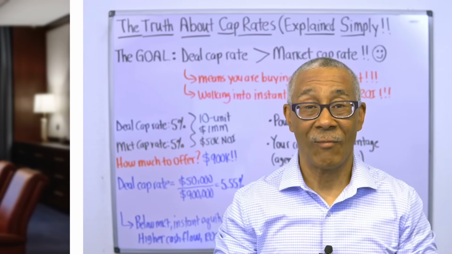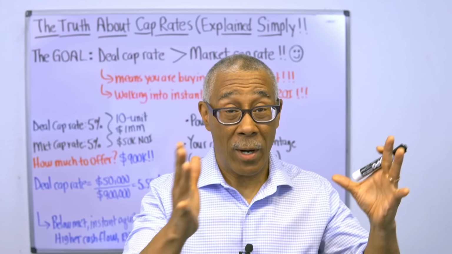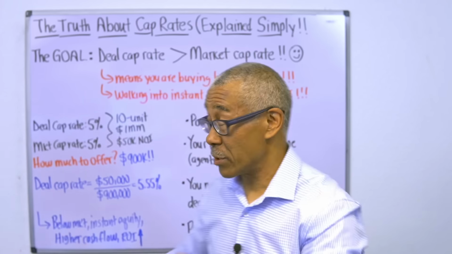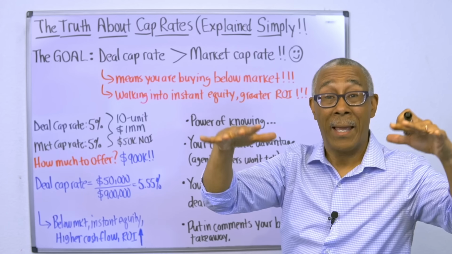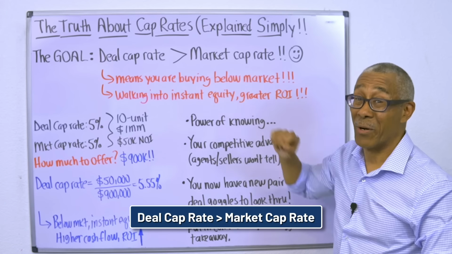All right, here is the ultimate goal now that you really understand what a deal cap rate is and what a market cap rate is. The goal is you want to find a deal where your deal cap rate is greater than your market cap rate. Let's say that you have a particular area in your city where you want to buy a multifamily property. What you should do is understand what the market cap rate is, and I just shared with you how to get that. Once you understand what the market cap rate is, your goal is to find a deal where the deal cap rate is greater than the market cap rate.